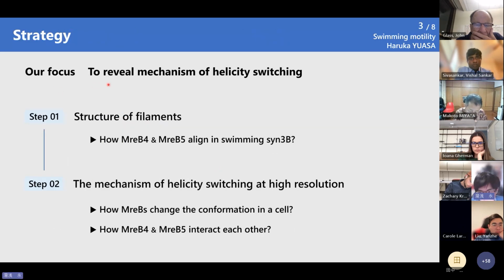Our focus is to reveal the helicity switching mechanism. So we'll do two things. First step is visualization of filaments, for example, how MreB4 and 5 align in swimming syn3B. And the next step is to visualize the high-resolution structure of filaments, for example, how MreB changes conformation in a cell, and how MreB4 and 5 interact with each other. Today, I focus on this first step, alignment of MreB4 and 5.